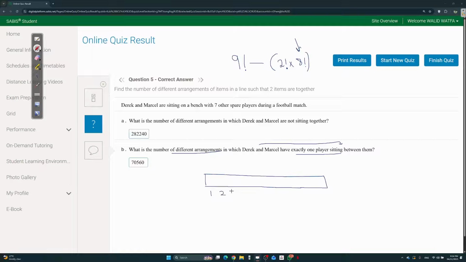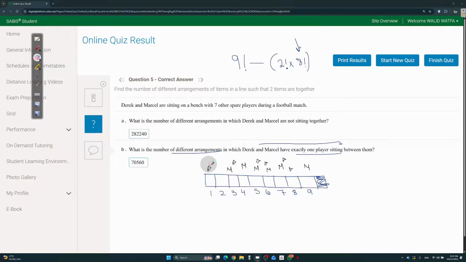I'm going to put 1, 2, 3, 4, 5, 6, 7, 8, 9. Okay, let's see. So you have here, like this, right? Okay, if they have 1 player sitting between them, what are the different possibilities? I mean, they have to be sitting 1 seat apart from each other. So for example, you could have here Derek, Marcel, or you could have Derek here, Marcel here, or for example Derek here or Marcel here, or you could be the opposite, here Derek, here Marcel, or maybe Derek here or Marcel is here. You get what I mean?